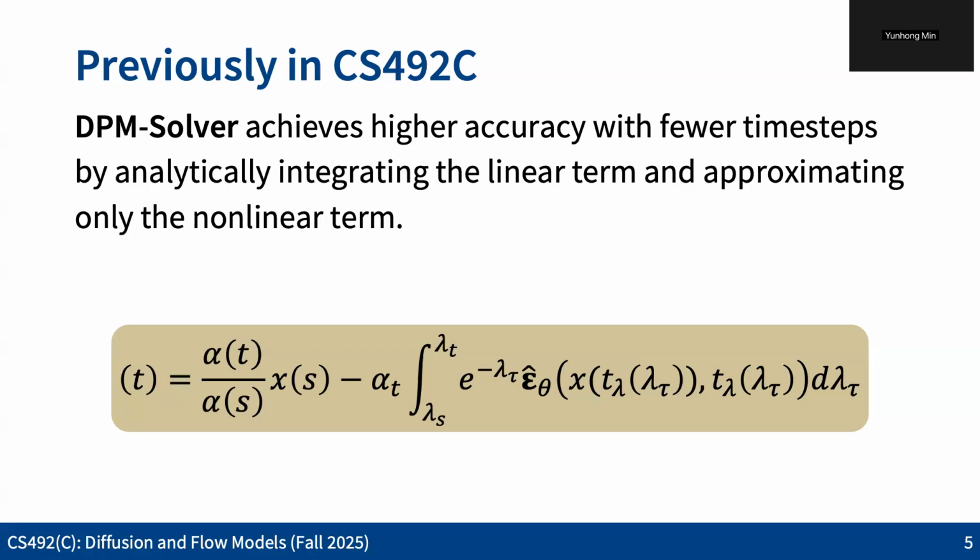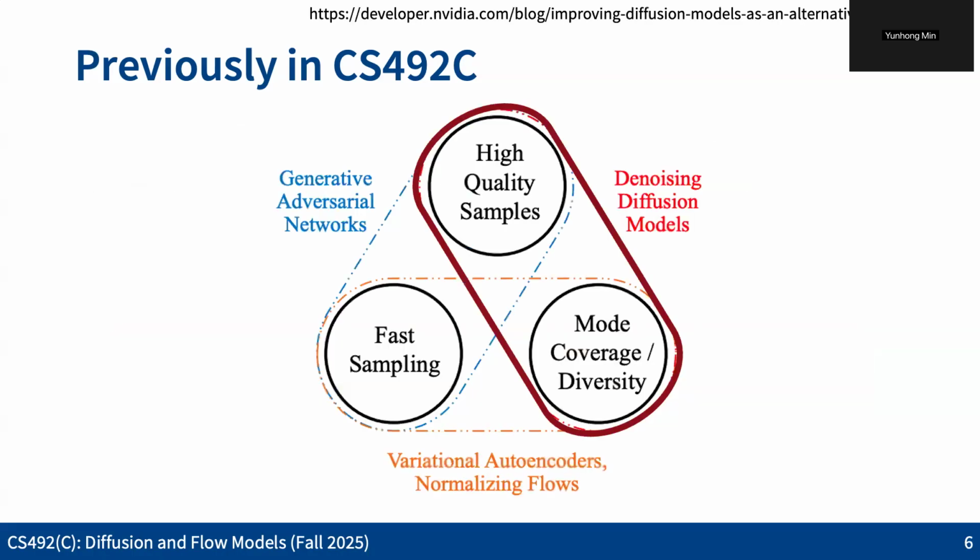So that's the basic idea. This is the figure that I have shown from the very beginning of this course. Basically, the advantage of the diffusion model is that you can achieve high quality outputs without any mode collapse issues. The limitation is all about the speed, right?